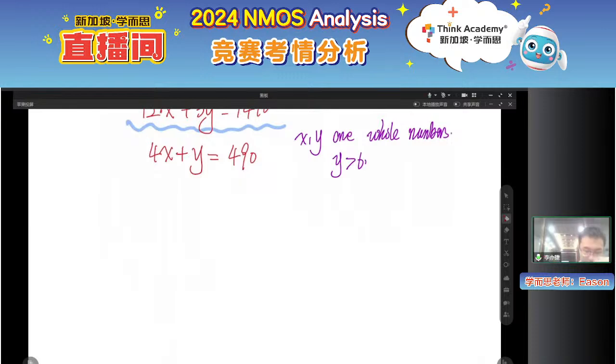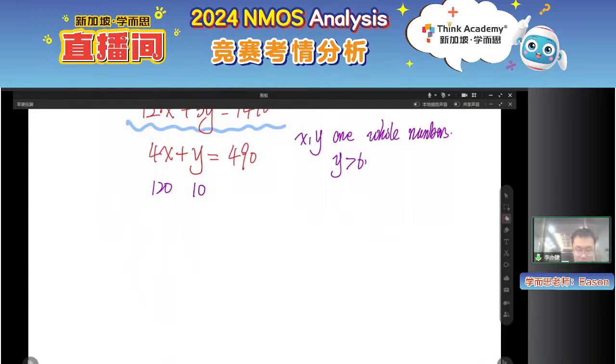Maybe we try. So first we know that y must be an even number to make it even. And you try all the even numbers larger than 6. The only number that fits, the only solution, is y equal to 10, and then x equal to 120. So this is the only solution here.